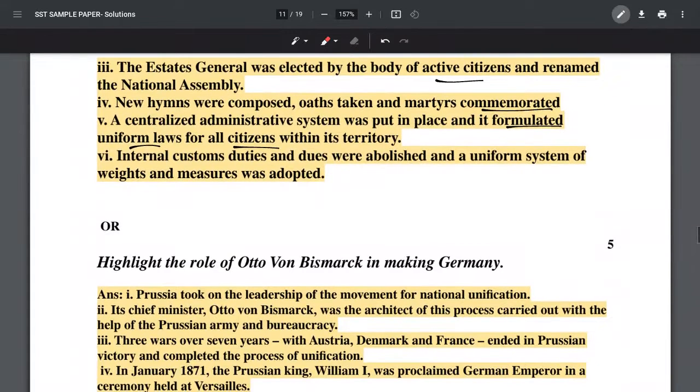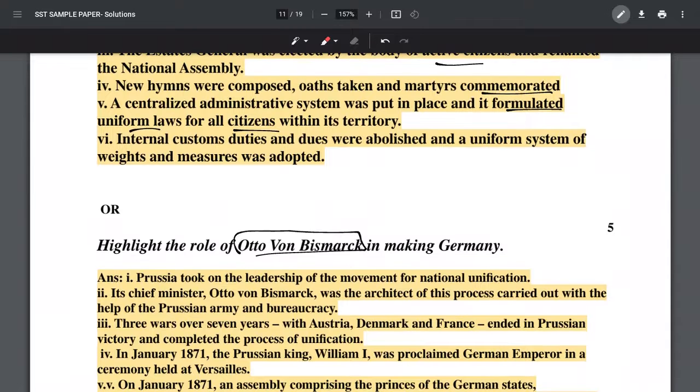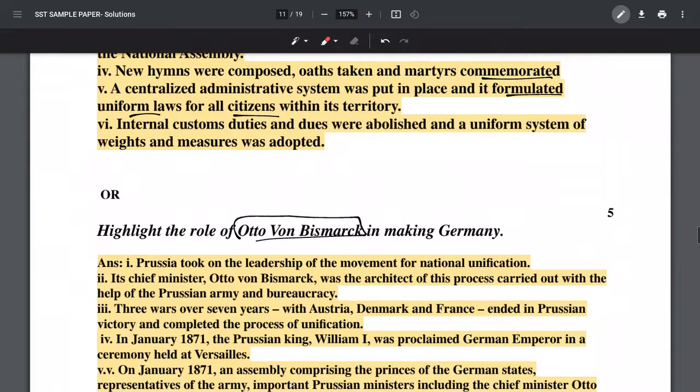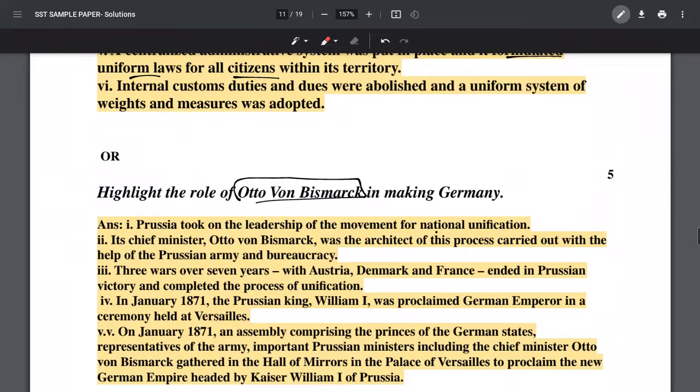Now, instead of this, you can write one more answer or question. Highlight the role of Otto von Bismarck in the making of Germany, the unification of Germany. How was the role of Otto von Bismarck? So in Prussia, there was the leadership of the movement for national unification. National unification took place in Prussia. The chief minister of Prussia was Otto von Bismarck, and he was the architect of this process, carried out with the help of the Prussian army and bureaucracy. So with the help of the bureaucracy and the Prussian army, the making of Germany took place.